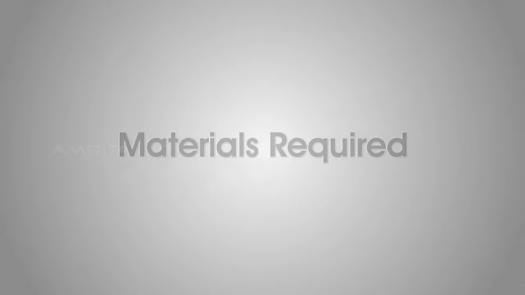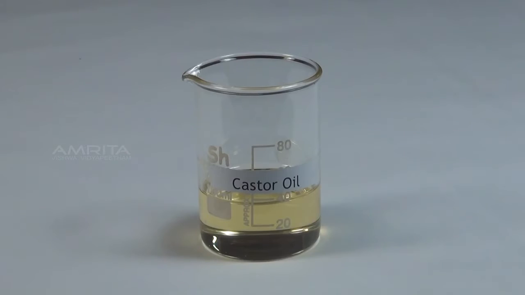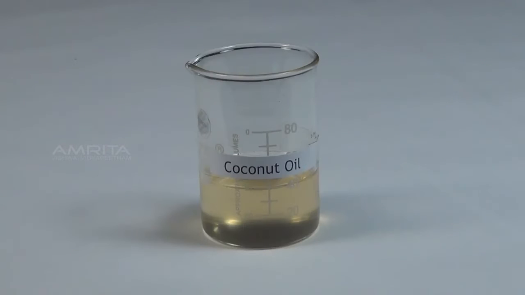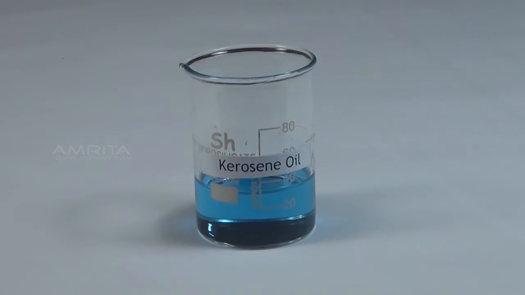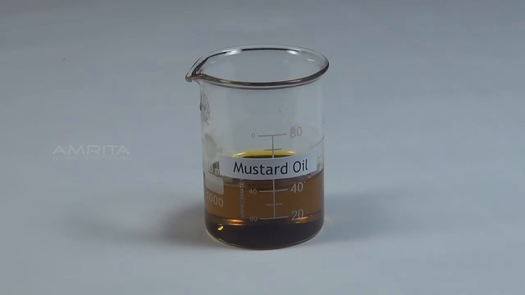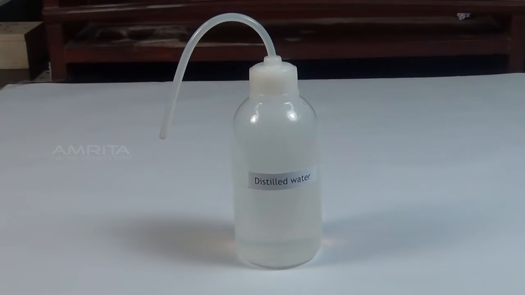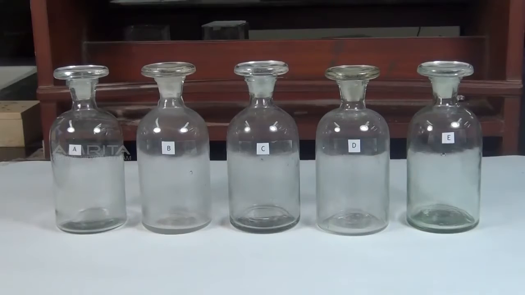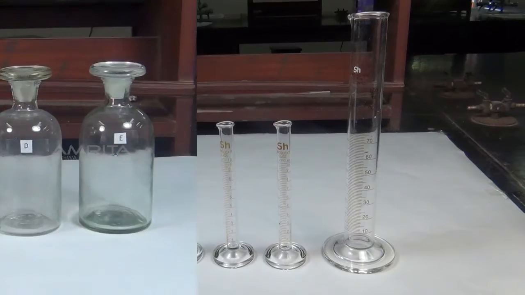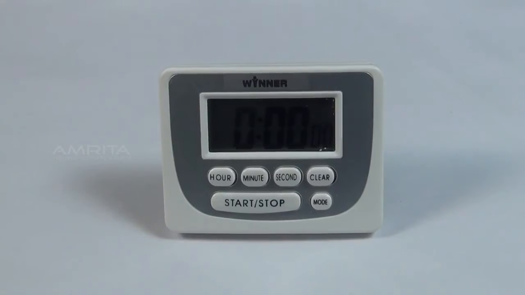Materials required: castor oil, cottonseed oil, coconut oil, kerosene oil, mustard oil, 1% soap solution, distilled water, dropper, 5 bottles labeled as A, B, C, D and E, measuring cylinders and stopwatch.